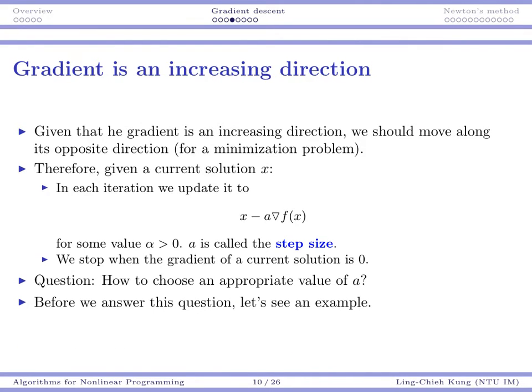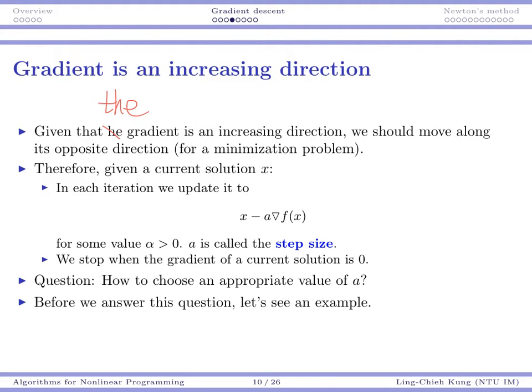Okay, so given that the gradient is an increasing direction, that's good. Now we know we should not move along the gradient. Instead, we should move along its opposite because we are talking about the minimization problem, right? But still, this method is good because at any point, I try to improve it. And the idea is very simple: find its gradient, which is well defined, and then move along the opposite direction.